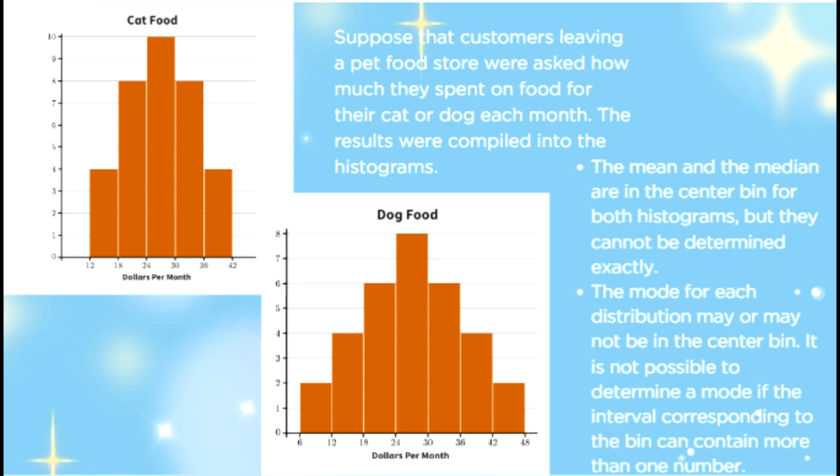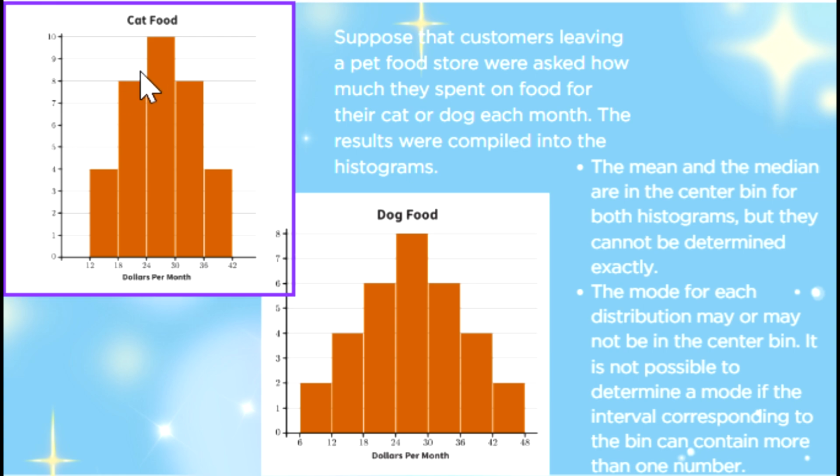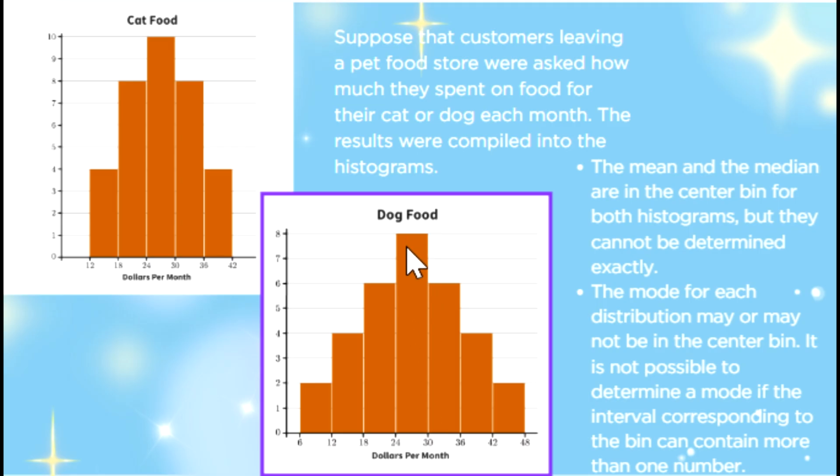The mean and the median are both in the center bin for both histograms. This is where the mean and median are located for this one, and this is where they are located for this one. They cannot be determined exactly because with a histogram, we don't have individual data points that tell us the exact amount. In this range between 24 and 30, we don't know if there was a 24, a 25, and three 26s. We don't know the numbers in here. We can only estimate what the mean and median are. The mean and median are between 24 and 30.